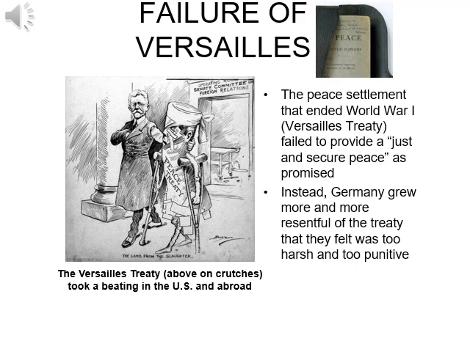How exactly did the Treaty of Versailles fail? Well, the peace settlement that ended World War I, the Treaty of Versailles, failed to provide a just and secure peace as promised. Japan was relegated to secondary status as far as the Allies were concerned. Italy was in the midst of a general depression throughout the country. And because Germany was forced to pay reparations and accept the blame for the war, they grew more and more resentful of the treaty, and they felt it was too harsh and too punitive.